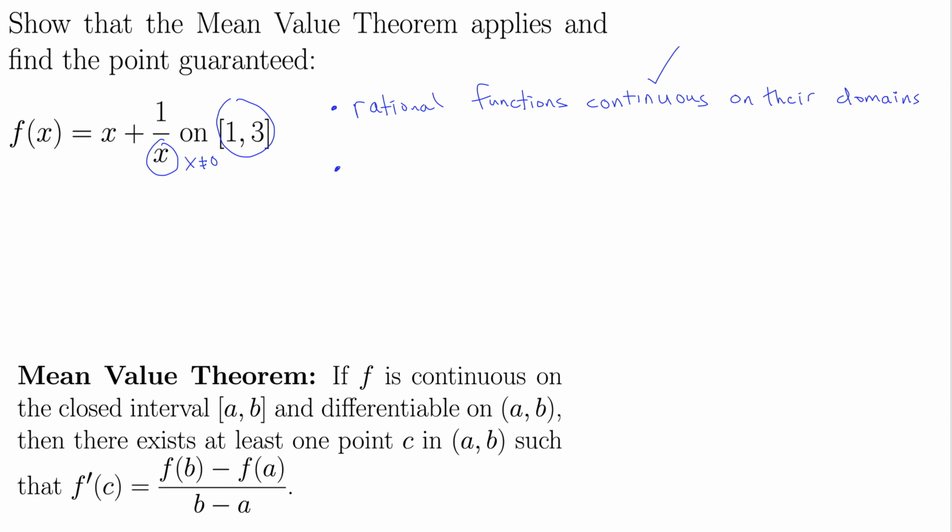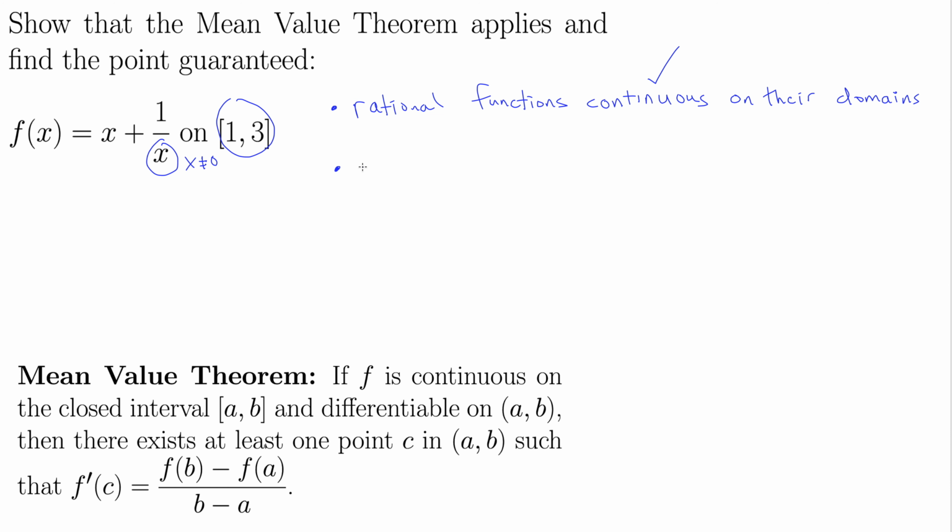For differentiable, there's no corners. Since this is continuous, the only place where this would not be differentiable is on a corner or an asymptote. But on that interval 1 to 3, there's no asymptotes, and this is a rational function, so there's no corners. So we can say that's also differentiable.